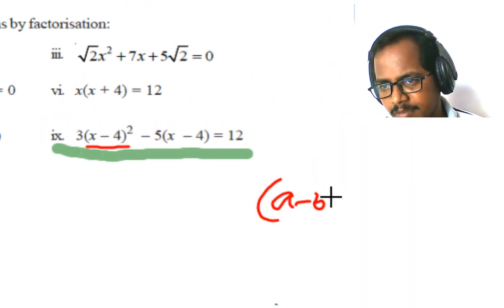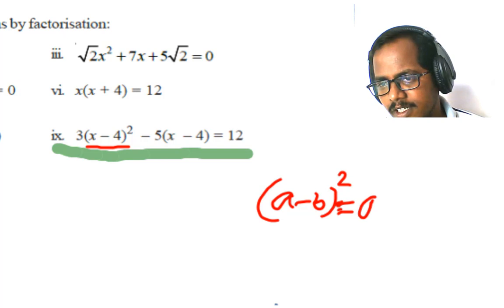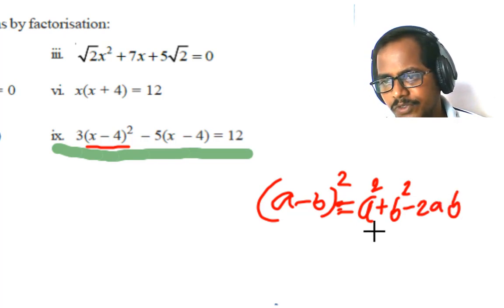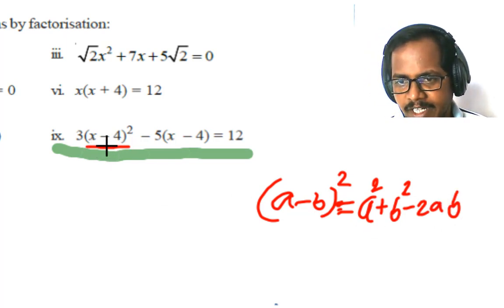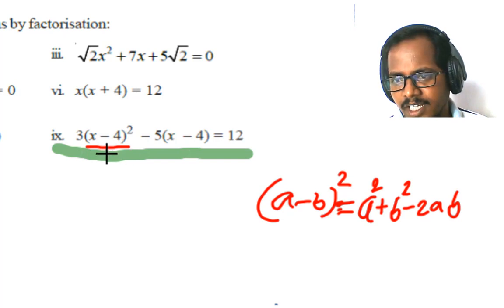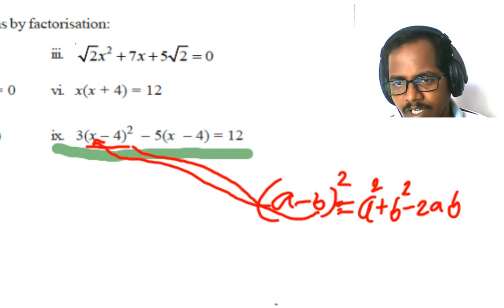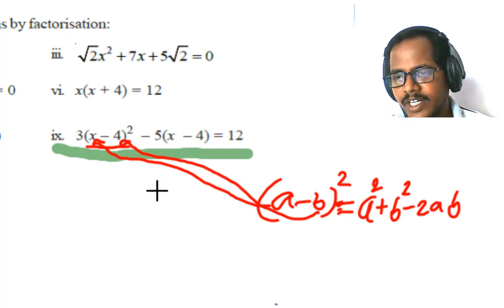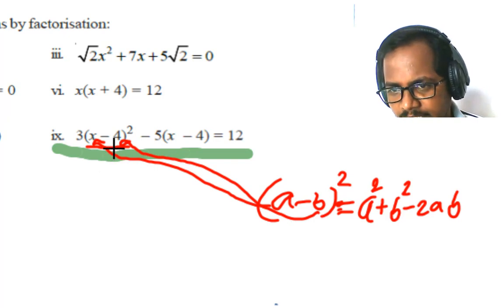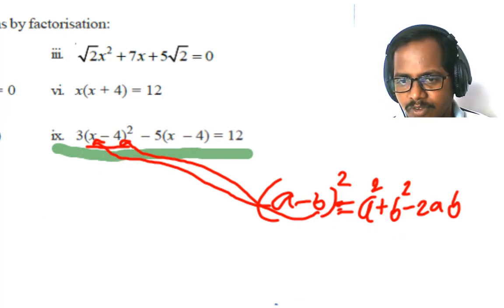So what is a minus b whole square? What is the formula for a minus b whole square? It is a square plus b square minus 2ab. Using this formula we can expand this x minus 4 whole square. Here in the place of a we have x, and in the place of b we have 4. So let us expand x minus 4 whole square using the formula a minus b whole square.